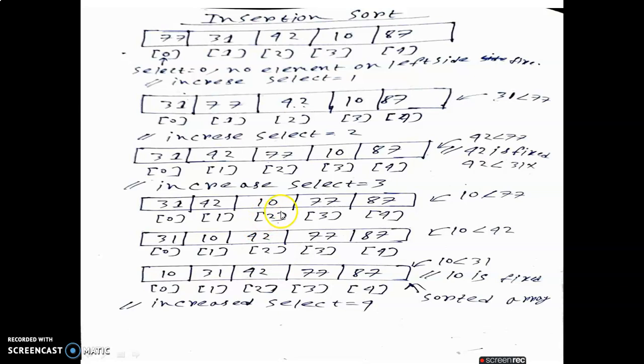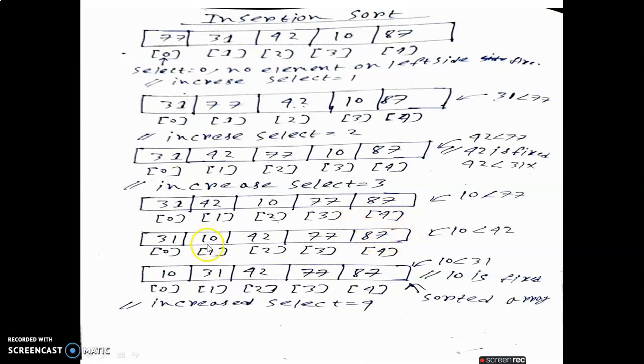Now again compare with the previous left hand side element. Compare with 42. Is 10 less than 42? Yes, the condition is true. Then swap. 10 goes here, 42 goes there. So after the update the array becomes 31, 10, 42, 77, 87.